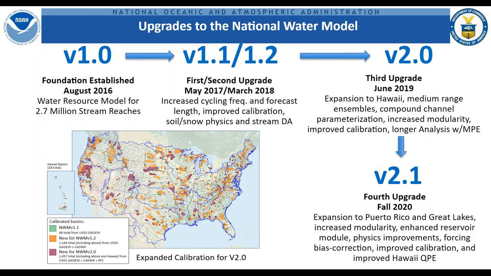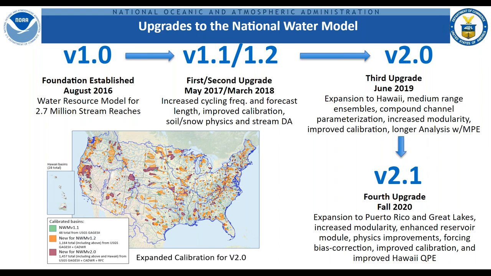The first version was released on August 16th of 2016. That was version 1.0. It has undergone three operational upgrades since then. That's been a very aggressive schedule. We updated it first in May of 2017 and March of 2018. We are on our third upgrade, which was released on June 19th of 2019. So during last year's Summer Institute, we released version 2.0 of the National Water Model. 2.1, we are calibrating that version right now. That should be released in fall of 2020. And we are in development of version 3.0 and the next generation of the National Water Model now. And I'll get into what we're going to be doing in all of these areas later on in today's discussion.